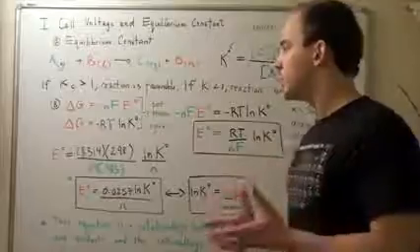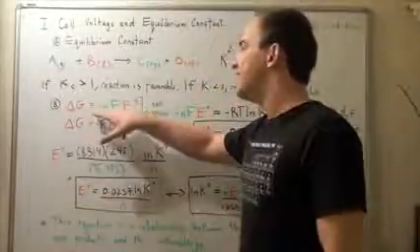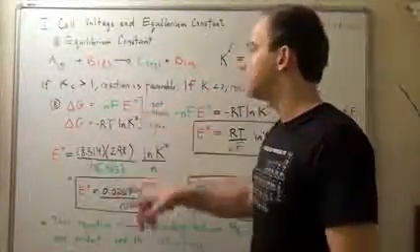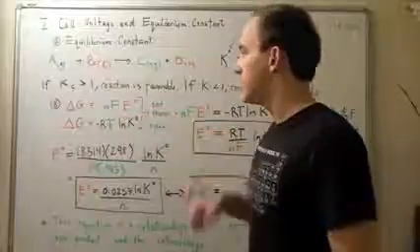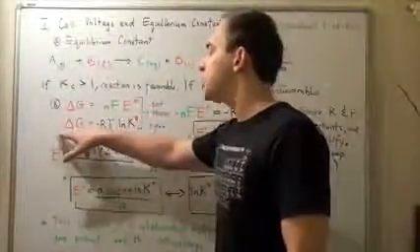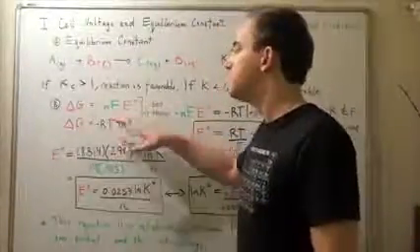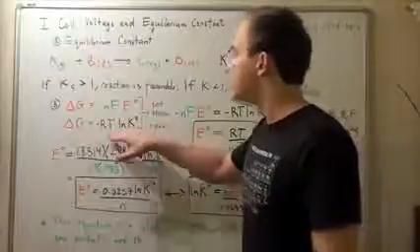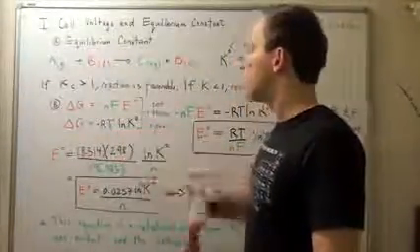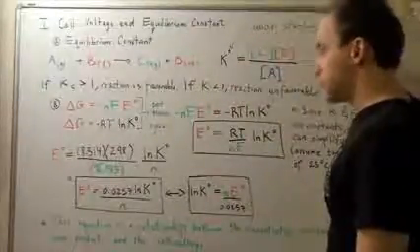So we just learned that the change in Gibbs free energy is equal to negative n, the number of moles of electrons, times Faraday's constant times the cell voltage. Now from before, we know that the change in Gibbs free energy can also be expressed as negative R times T, where R is the gas constant and T is temperature in Kelvin, times the natural log of K, our equilibrium constant expression under standard conditions.